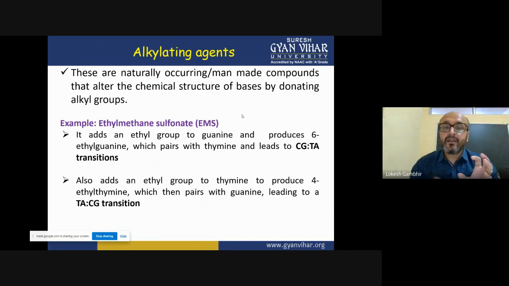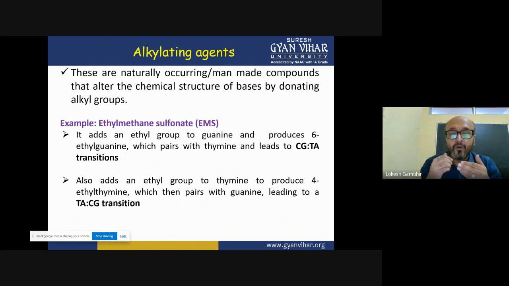It will add an ethyl group on a guanine residue, and it will make it in the form of ethyl guanine. Now, since G was supposed to pair with C, if it's alkylated guanine, then it pairs up with T. So you see the position where GC was to come, now instead of C, T has come. Now the repair pathway will come.